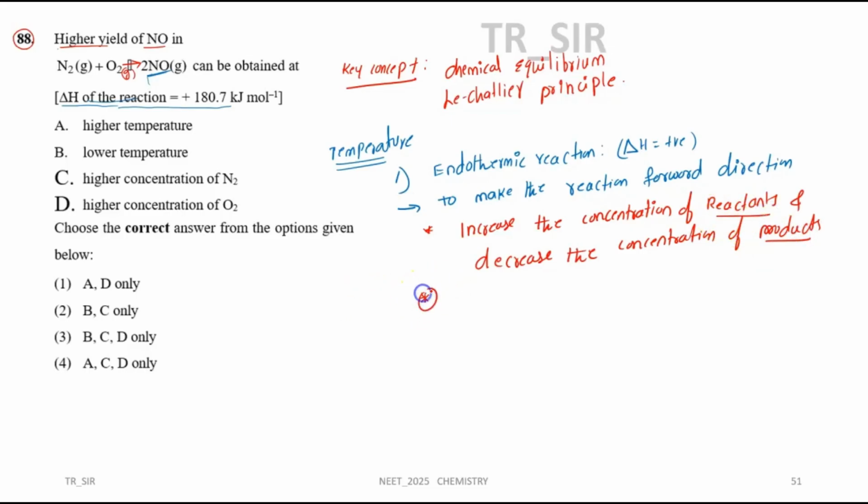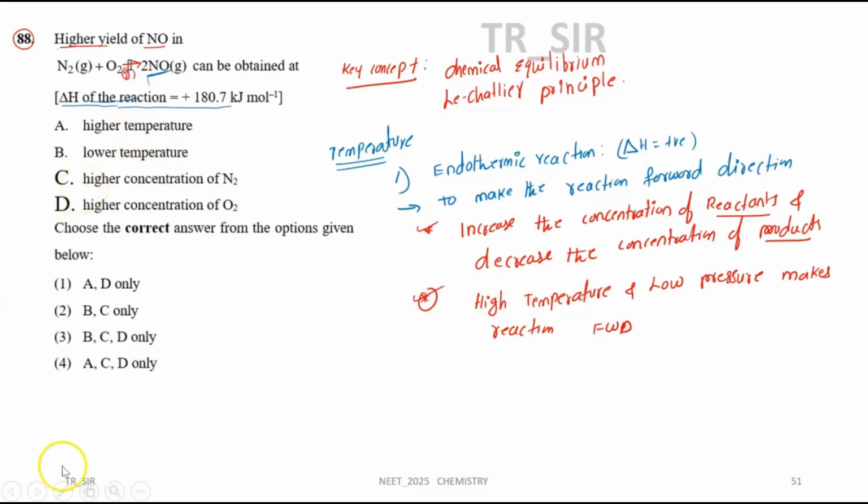Second condition is in terms of temperature. Endothermic means heat is required. That means temperature should be increased. So high temperature and low pressure. High temperature, low pressure makes the reaction go in the forward direction. Now, we check these two conditions against the given options.